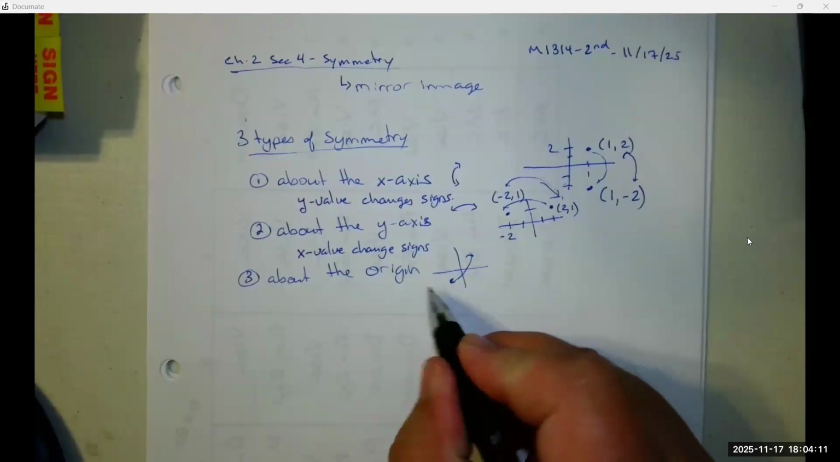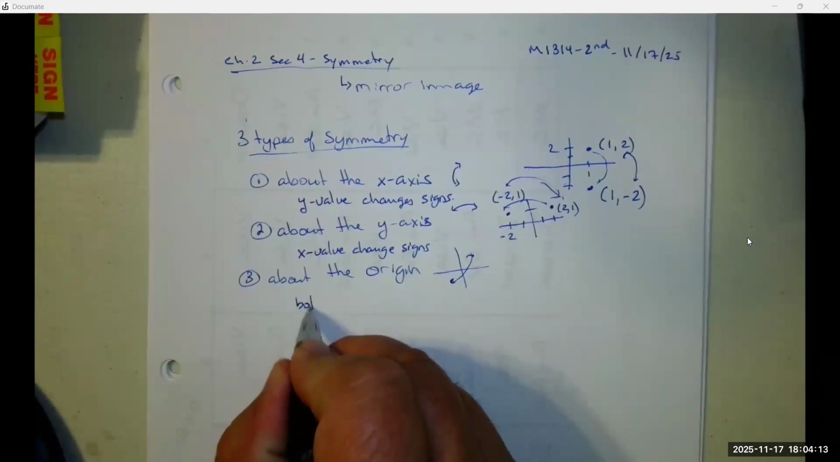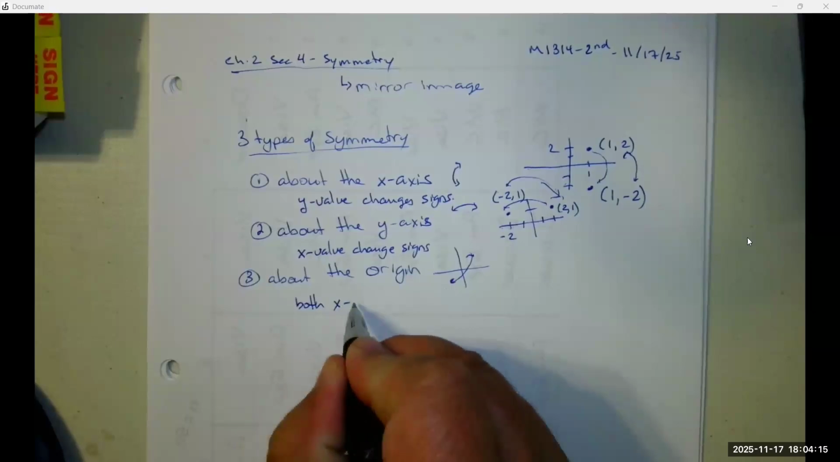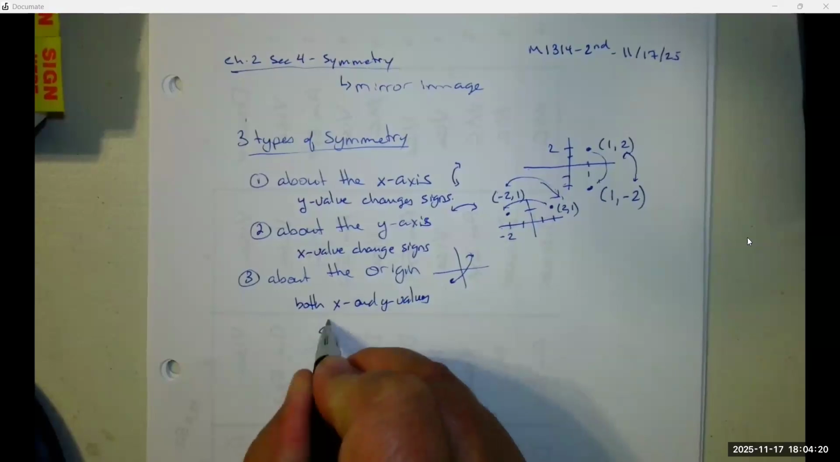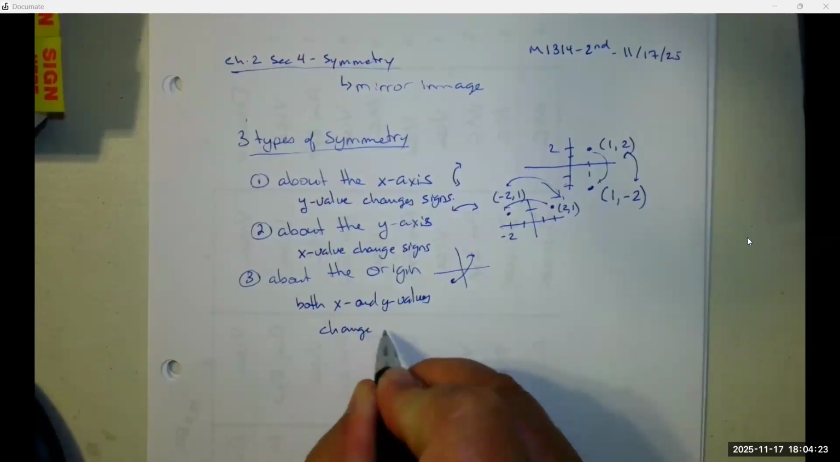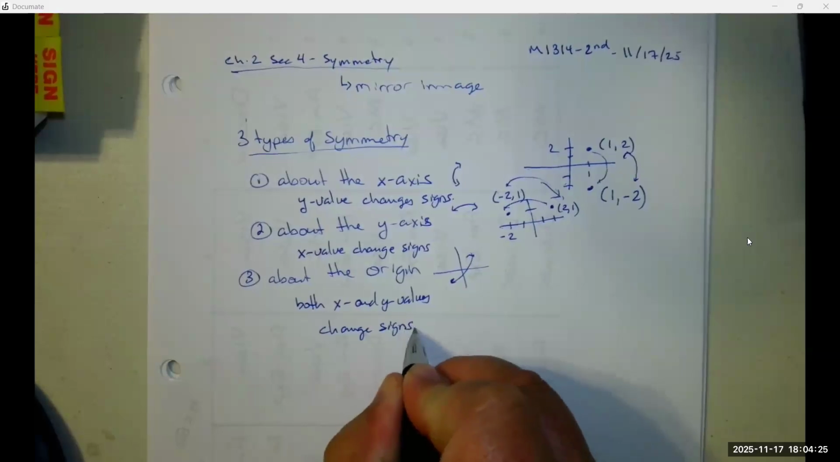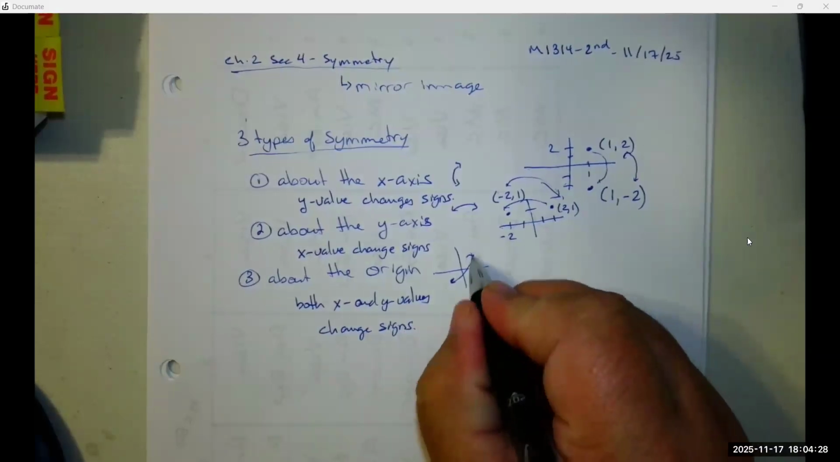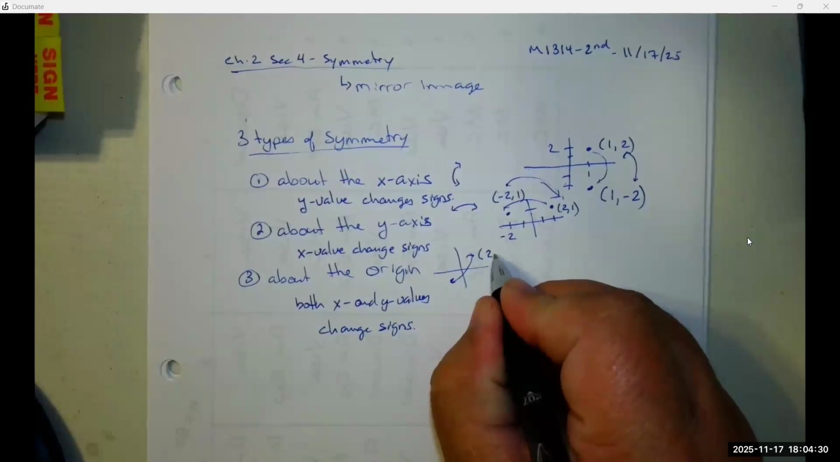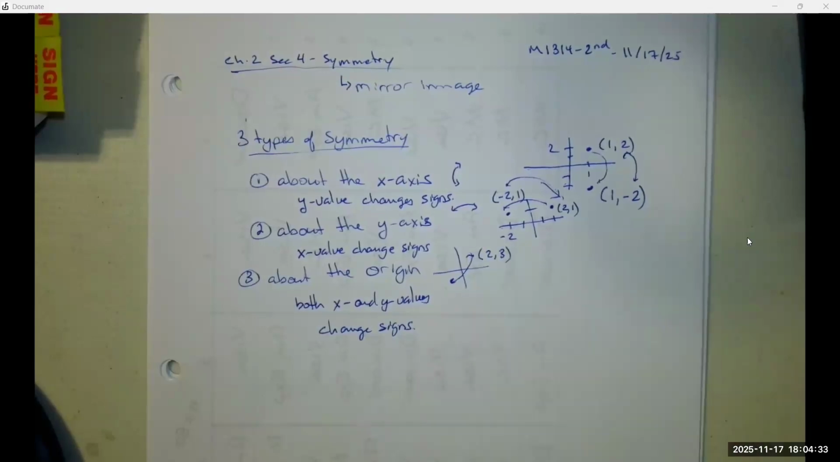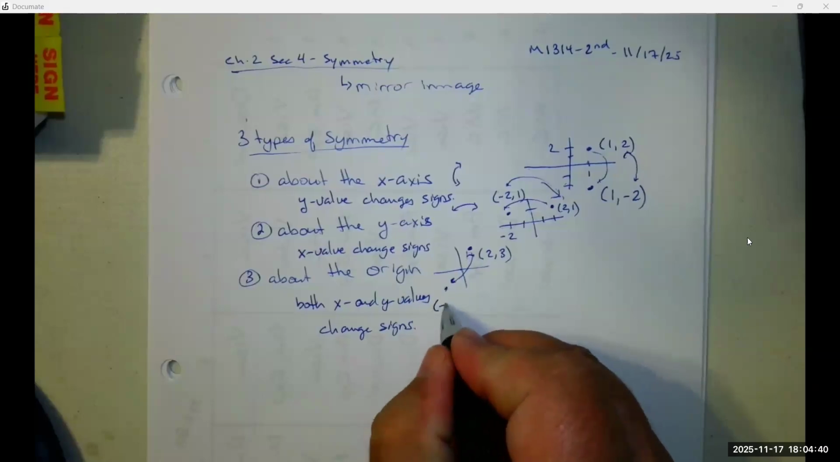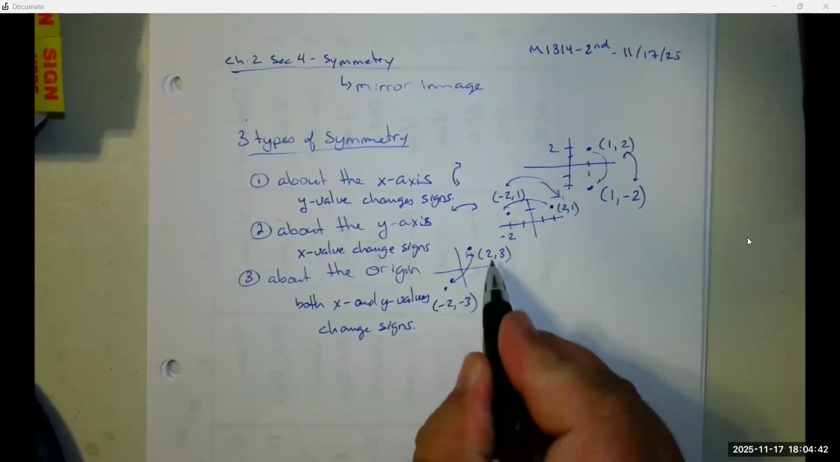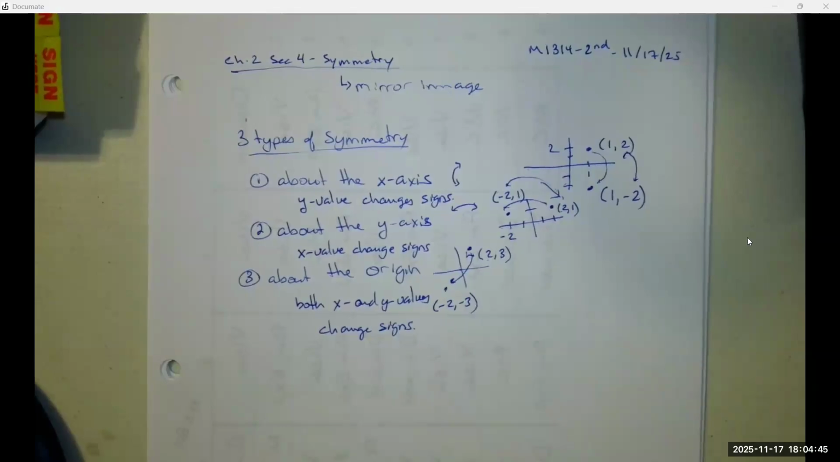To be symmetric about the origin, both x and y values change signs. So if we had a point here at 2, 3 in this quadrant, the first quadrant, then about the origin, it would go to -2, negative 3. So notice the numbers stay the same. Only thing that changes is the sign.